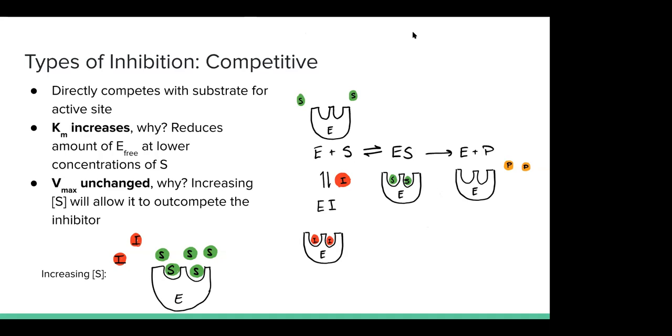I have a quick question. So if you are adding more, I guess, competitors, why doesn't Km change?